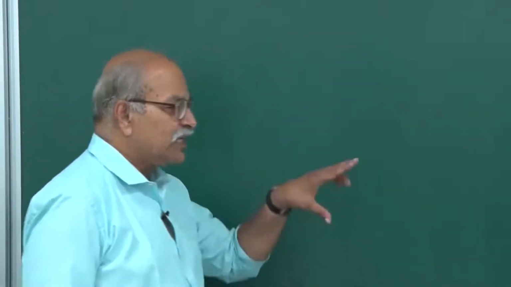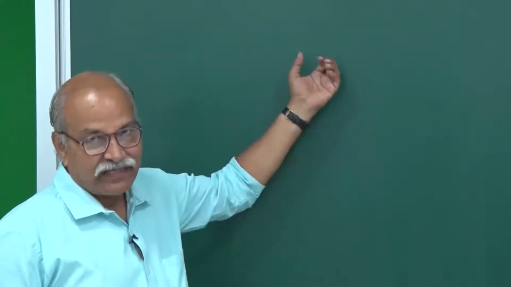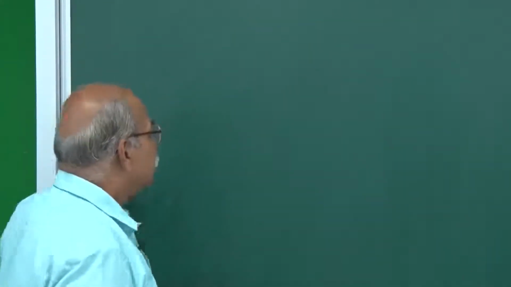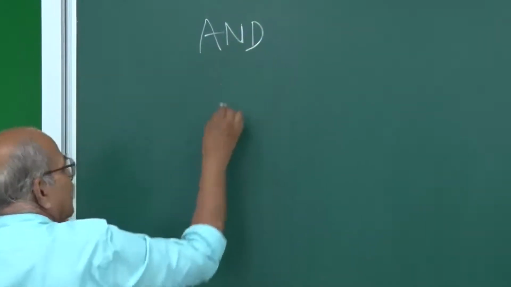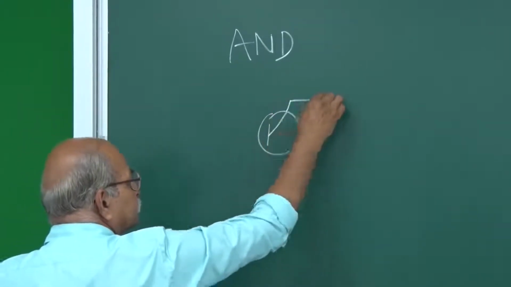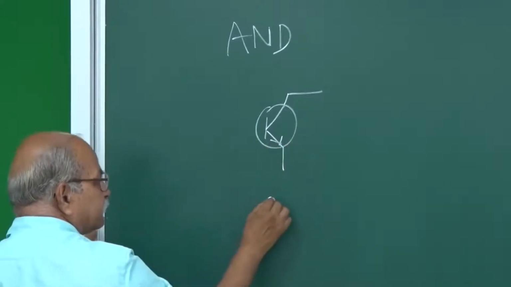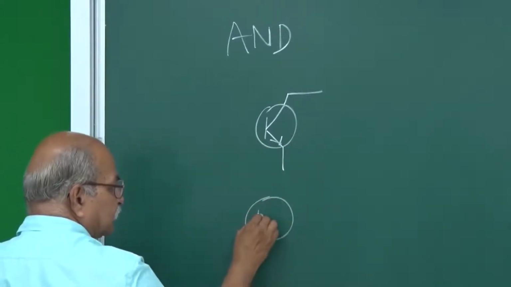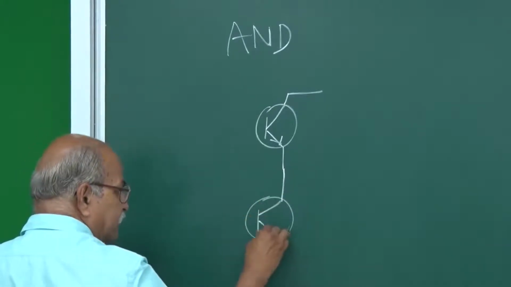It is essentially the same idea, two switches in series, and a transistor can act as a switch. So, you can make a circuit. You take two transistors, this is an NPN transistor, and then you connect it in series in this fashion.